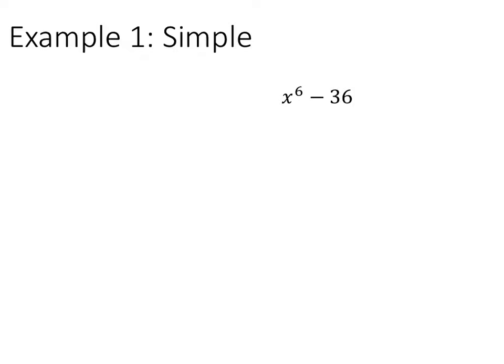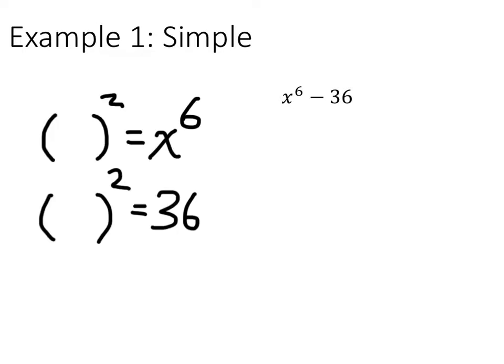We start with a simple example, x to the 6 minus 36. First, I have to notice that x to the 6 and 36 are both perfect squares. So this one looks like it follows the a squared minus b squared pattern. What I need to find is something squared that gives me x to the 6 and something squared that gives me 36.